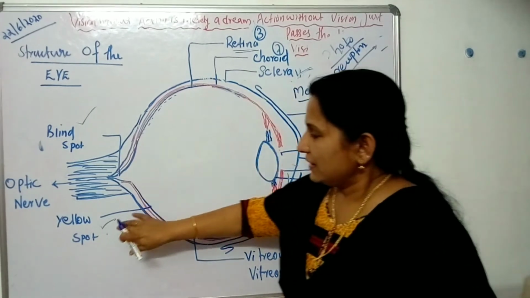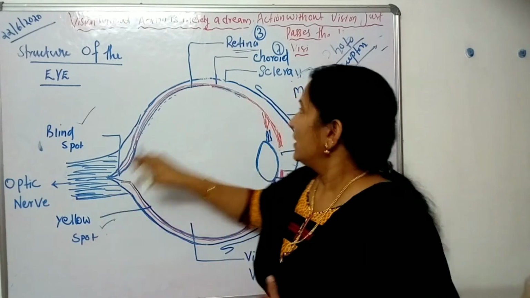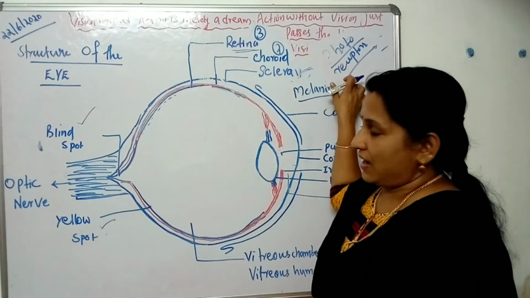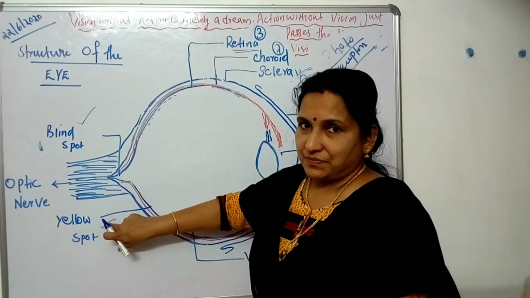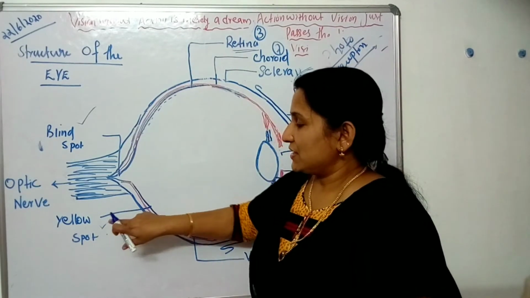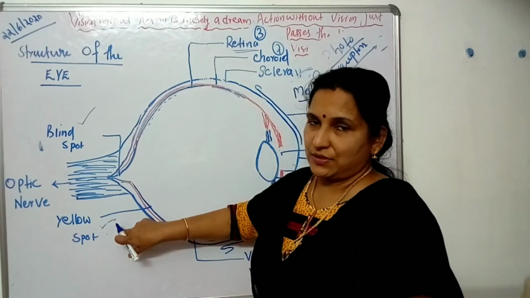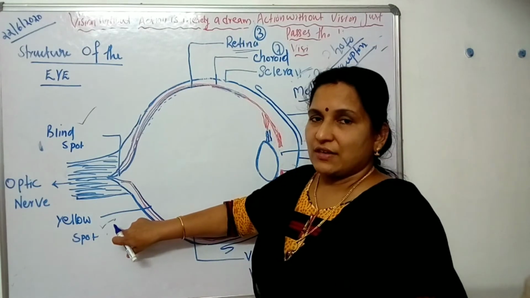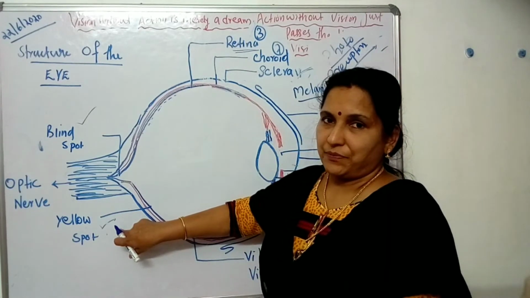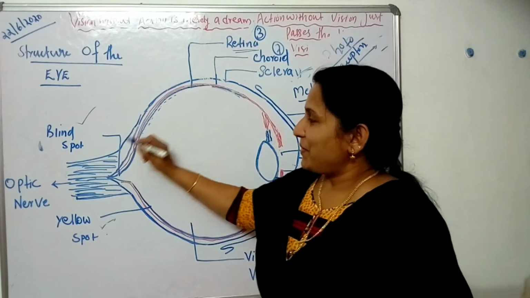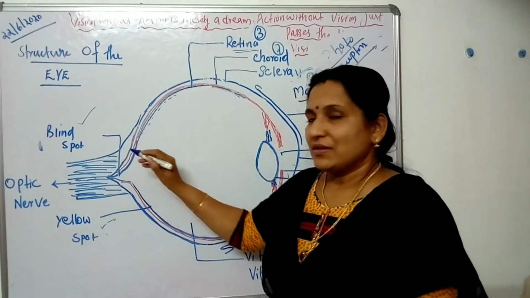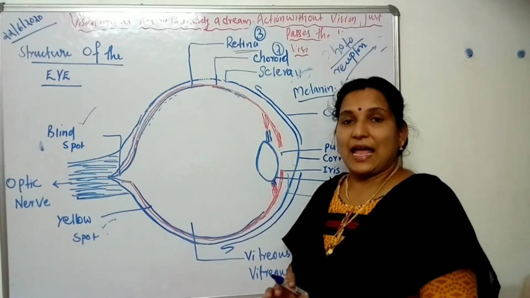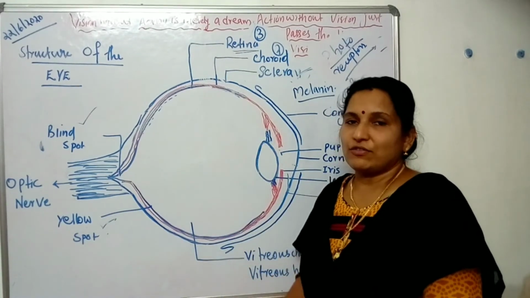Here in the yellow spot, plenty of photoreceptors are present. So in that portion, vision is more. Then another part is the blind spot. In the blind spot, these photoreceptors are absent and there is no vision at all.